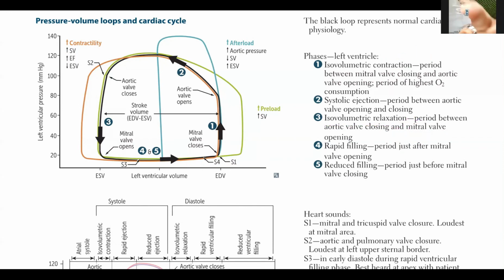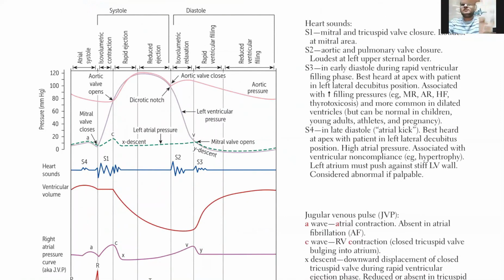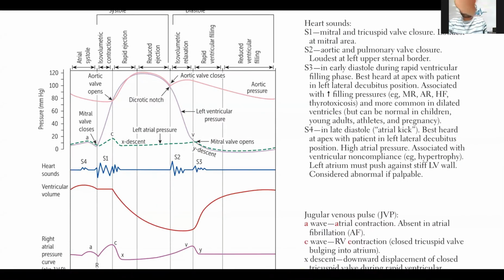Going to the next section, what is Wiggers diagram? This is complicated, but it is very easy if you understand. This is Wiggers diagram. We combine all the phases of the cardiac cycle. We will discuss the aortic changes. Number one, this is the curve I am highlighting. This is the aortic curve.